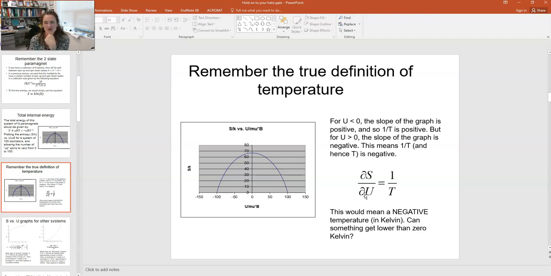So, can something get lower than 0? I mean, what does that mean? We already said that the left-hand side was cold and the right-hand side was hot. What? Okay, so that deserves a second. Maybe you should pause the video and just ponder that for a minute.